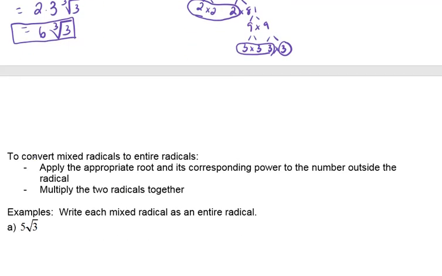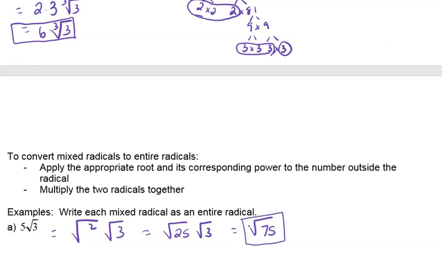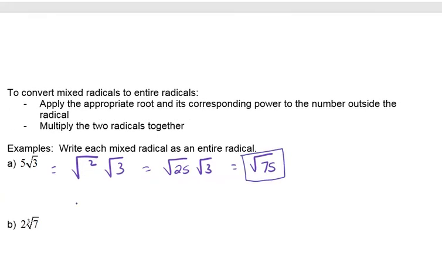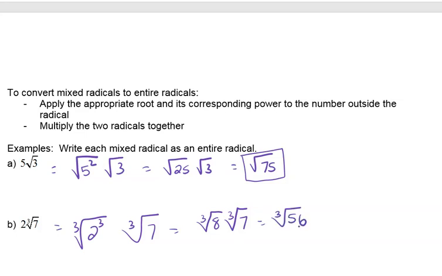So first example here, 5 times the square root of 3, we want it inside the square root. So if we put the 5 inside the square root, we also have to square it. So we can work that out. That becomes 25 times 3, and we can write it as 1 radical, root 75. Works with cube roots as well, but remember to cube your number when you put it inside the cube root. So this becomes cube root of 8 times the cube root of 7, which gives us the cube root of 56.